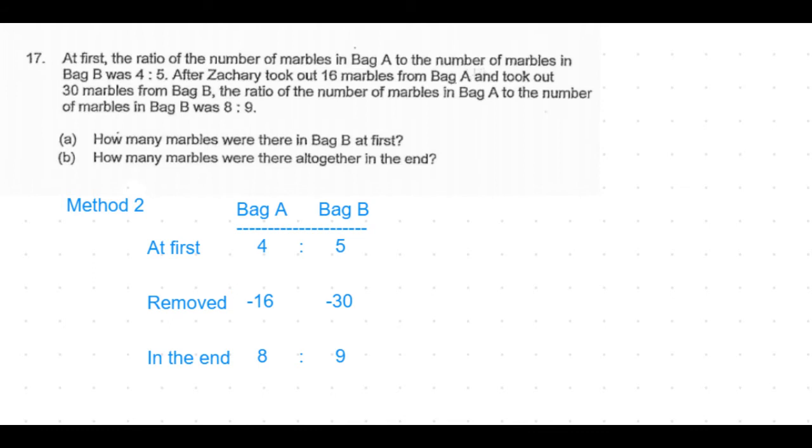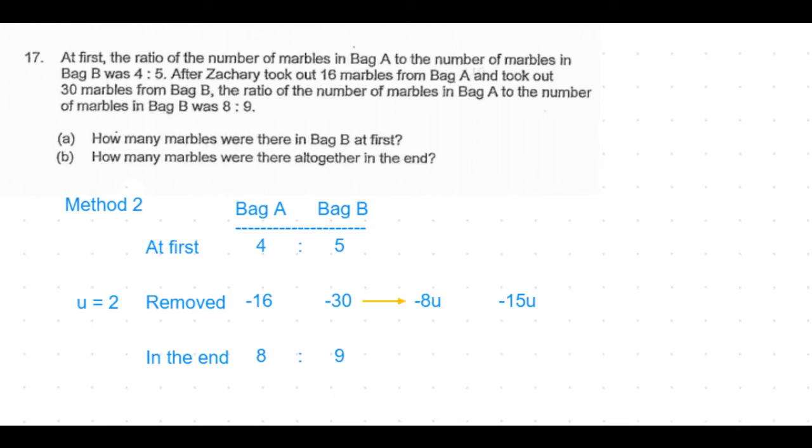We notice that when we remove 16 marbles and 30 marbles, the highest common factor between 16 and 30 is 2. We want to represent whatever is removed also in terms of units. So the highest common factor between 16 and 30 we get is 2. So we will take 1 unit is equal to 2. Which means removing 16 marbles can be represented as removing 8 units.